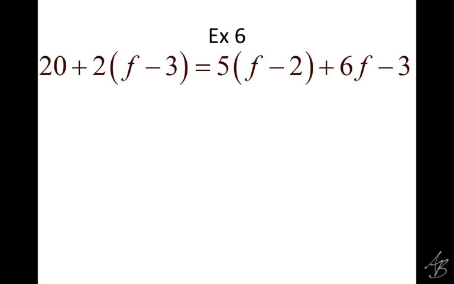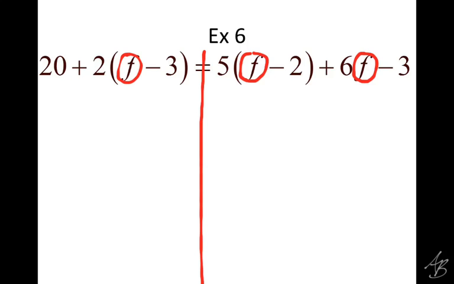Last example. We got f's in a bunch of different places here. We got 3 of them, it looks like. So we're always going to start the same. Circle the variable, draw the line through the equal sign, and then we'll go from there. Try to do that one on your own.